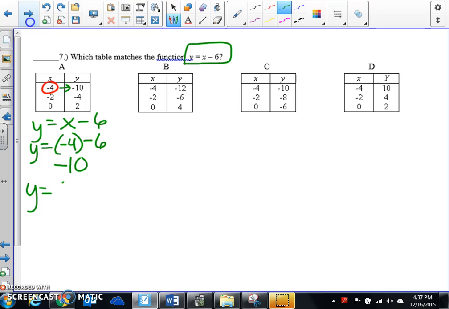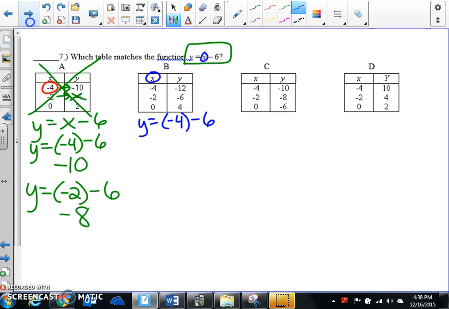Y equals negative 2 minus 6. Sorry, I had a brain fart for a second. Negative 2 minus 6 is negative 8. That is not negative 8, so that doesn't work. Let's go to the next one. Y equals, I'm just plugging in my x values here. Negative 4 minus 6 gives me a negative 10. That does not match up, so that doesn't work.